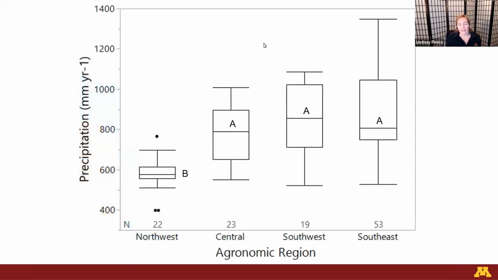Looking at the differences, what we really see is Northwest Minnesota is different than the other regions, and we get less precipitation. These are in millimeters per year. And what's important to see is that over the past 20 years, you can see a wide range of precipitation. But on average, Northwest Minnesota gets less rain than the other regions.